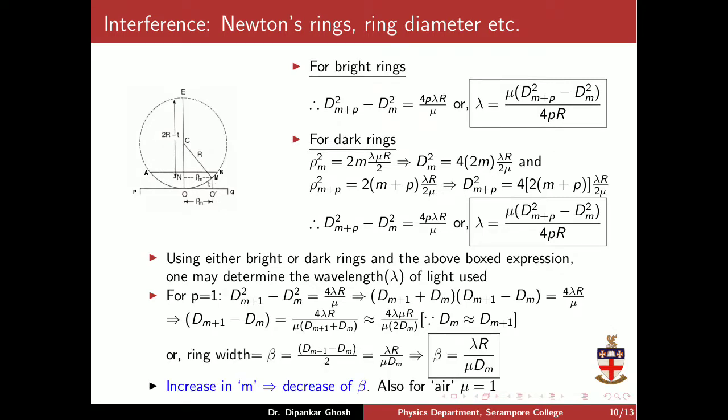So what is the ring width? The ring width beta is lambda R by mu Dm. So we see if there is an increase in m, as I was just telling you, there is a decrease of beta. So you go to higher order rings, Dm will be larger and we are going to have beta smaller.